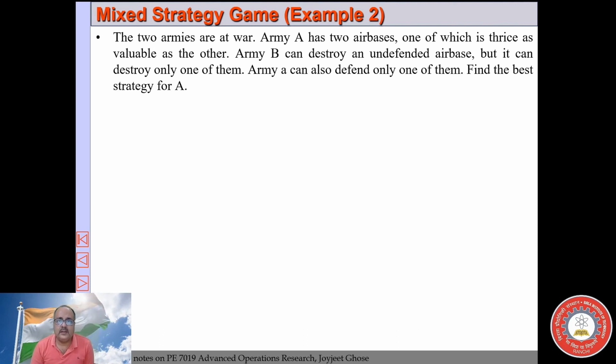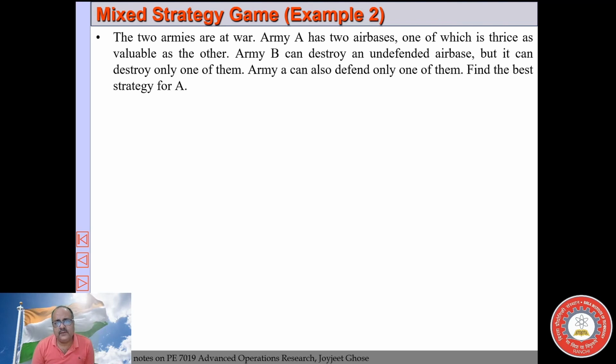Now at this point, I want you to pause this video and try to formulate the payoff matrix. Okay, I think you are finding it a little bit difficult. No problem, I'll help you with this. So listen carefully. There are two air bases of Army A. One is small, one is 3 times bigger. A can defend the smaller air base or the larger air base, and B, the attacker, can attack the smaller air base or the larger air base.